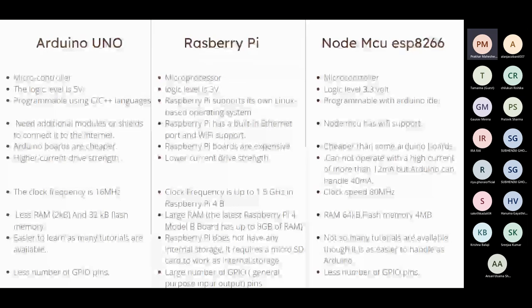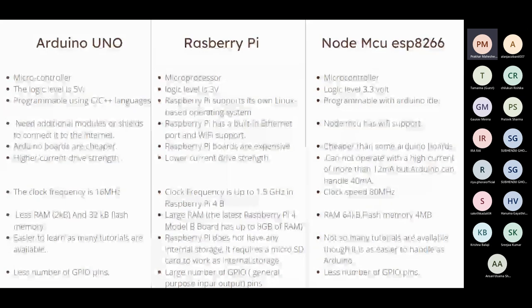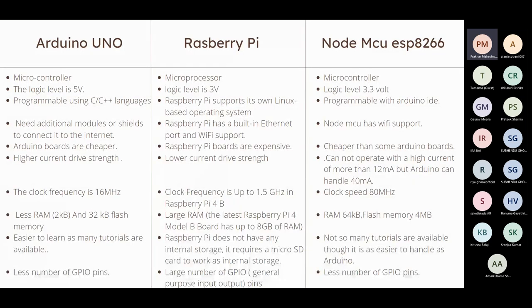But in case of Raspberry Pi, it's different. We have to code in its own Linux-based operating system. And then if I talk about GPIO pins, general purpose input-output pins, where we give input to our microcontroller and it gives output, these are quite large in number in case of Raspberry Pi. In case of Arduino Uno, it's lesser than that.